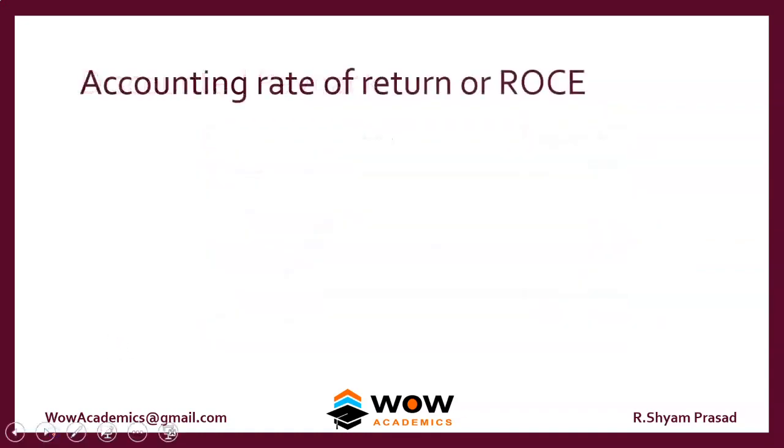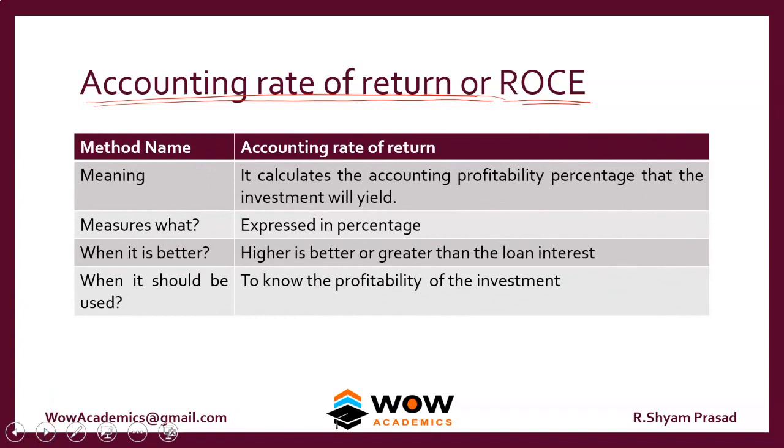So we'll move on to the next one. It is called accounting rate of return, or ROCE. The subject doesn't make much difference between these two methods. They're used as alternative terms, either ARR or ROCE. So we'll start here. Meaning of the method: it calculates the accounting profitability.